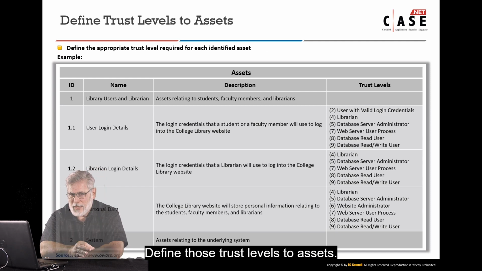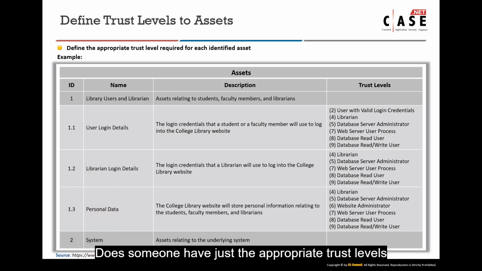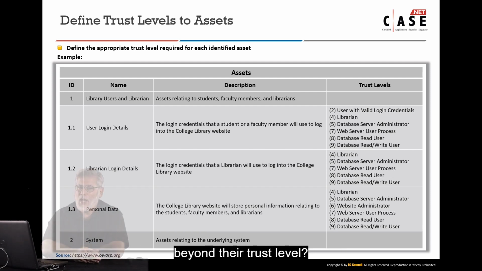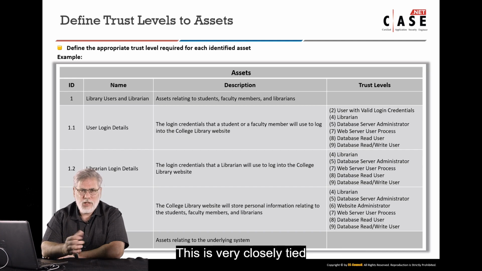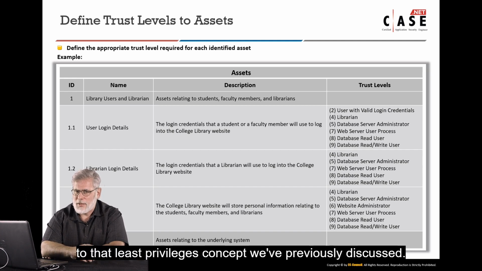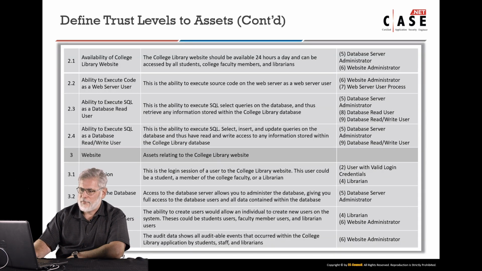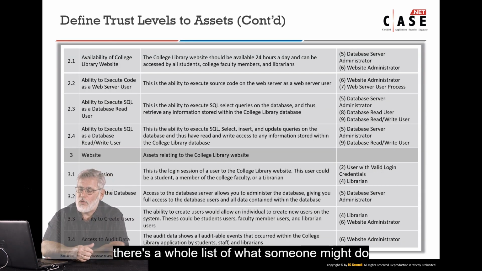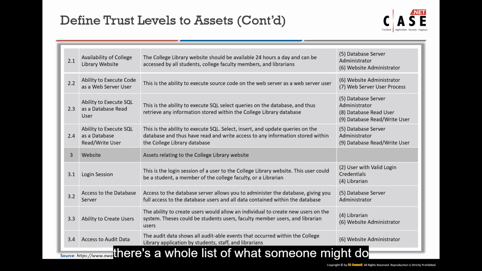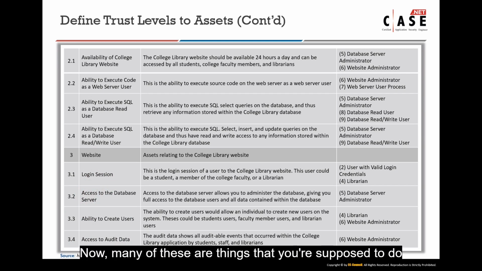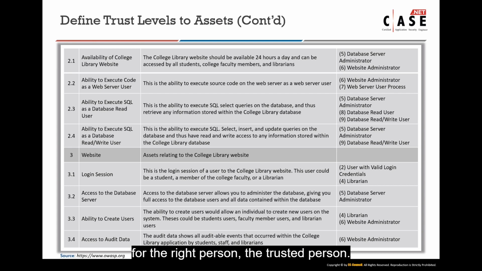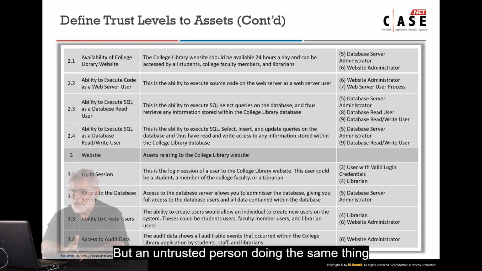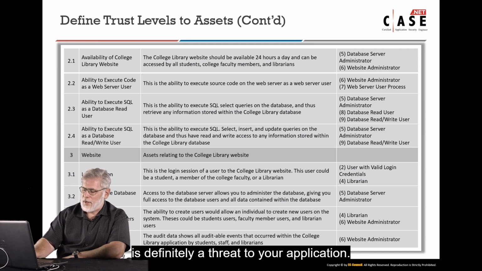Define those trust levels to assets. Does someone have just the appropriate trust level to access an asset that they should access, and no one is able to access assets beyond their trust level? This is very closely tied to that least privileges concept we previously discussed. And you can see here there's a whole list of what someone might do if they can exploit a trust level. Now, many of these are things that you're supposed to do for the right person, the trusted person. But an untrusted person doing the same thing is definitely a threat to your application.